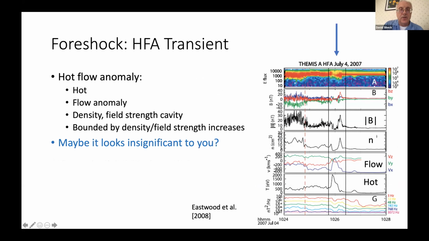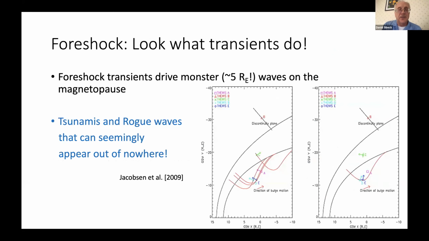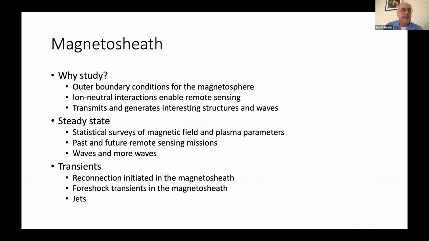You think that's just a wiggle, but look what it does to the magnetosphere. Those sort of events can drive 5 RE amplitude waves on the magnetopause boundary. That's pretty big. And those waves propagate anti-sunward with the solar wind. Big effect. Magnetosheath. Why should we study the magnetosheath?